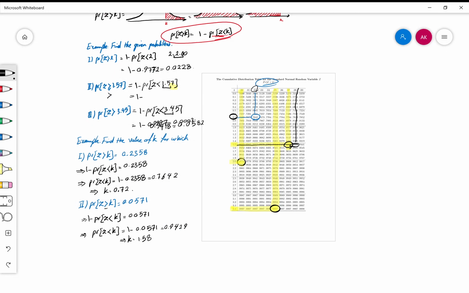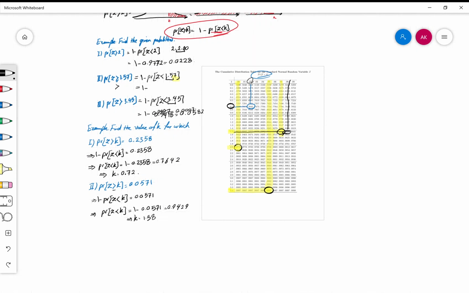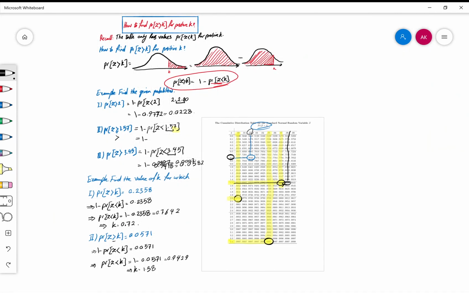Okay, so just a quick review of what we did: if you are looking for the probability of Z bigger than k, use this formula to turn it into Z less than k, and then you can find it from the table.